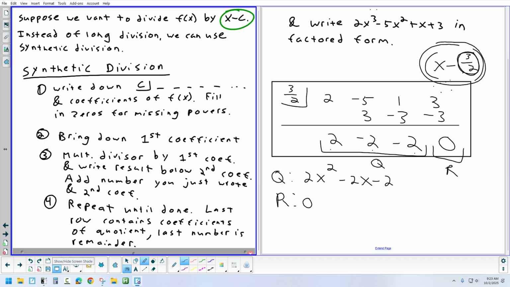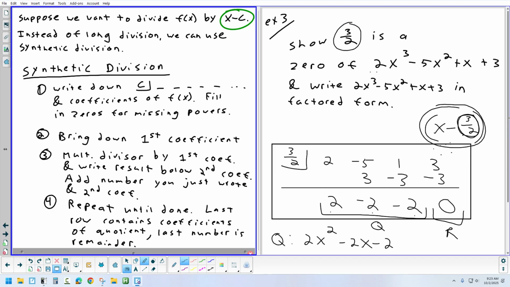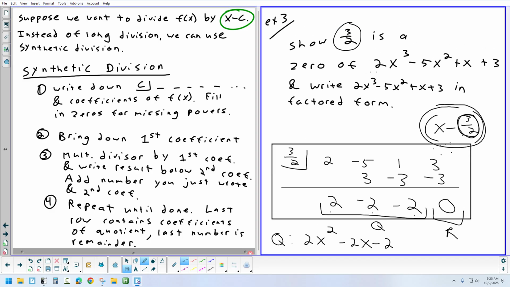Now, how would you have ever guessed to try 3 halves? If I didn't give you 3 halves, how do you think you could have gotten 3 over 2? Dividing the coefficient by the... I'm thinking of a theorem name. Yeah, the rational root theorem. That's how you would have gotten this 3 halves to begin with.